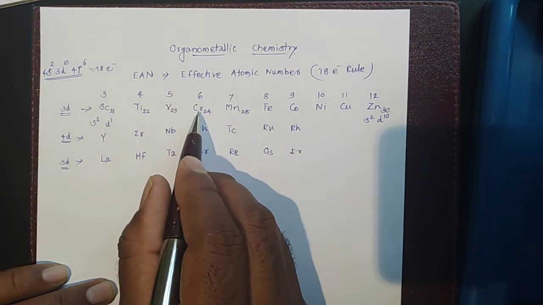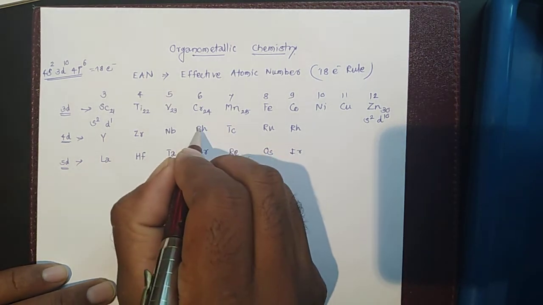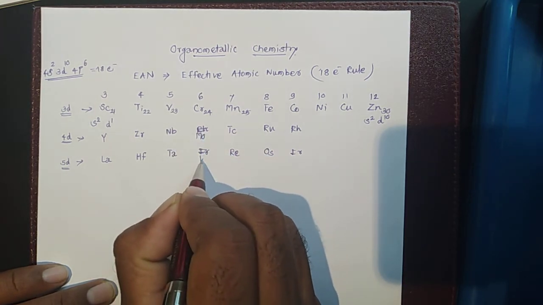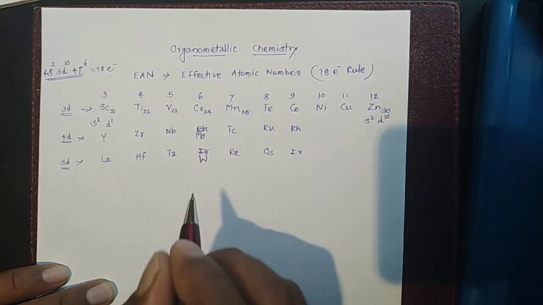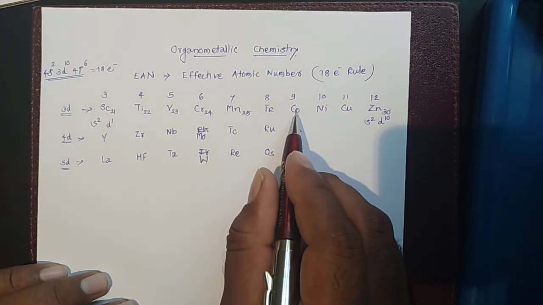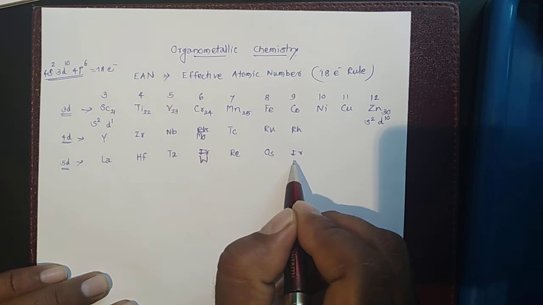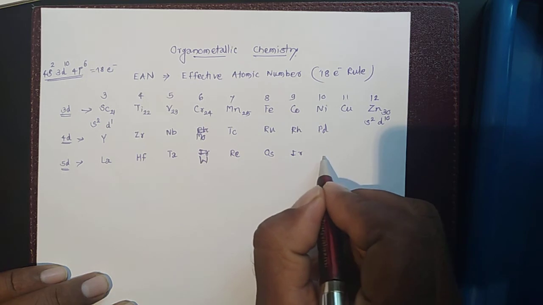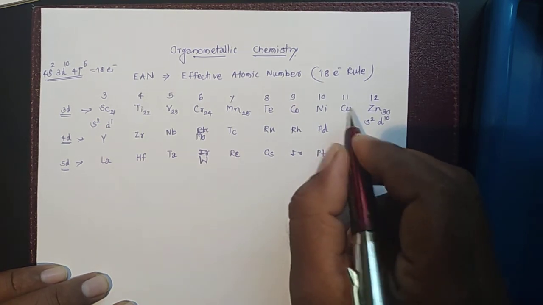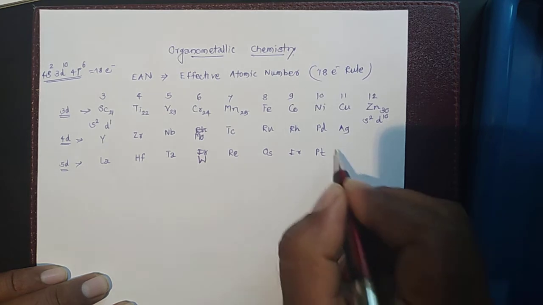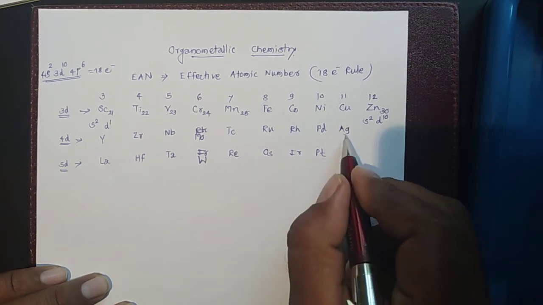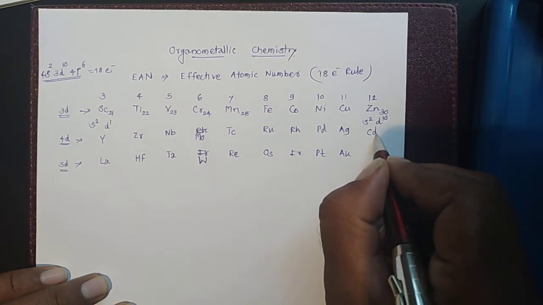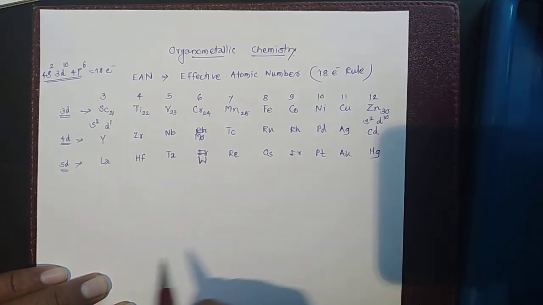Then what about chromium? Chromium is here, sorry, here are molybdenum and tungsten. Here cobalt, rhodium, iridium. Here nickel, palladium and platinum. Copper is easy, you may remember: copper, silver and gold. And here also zinc, cadmium and mercury.